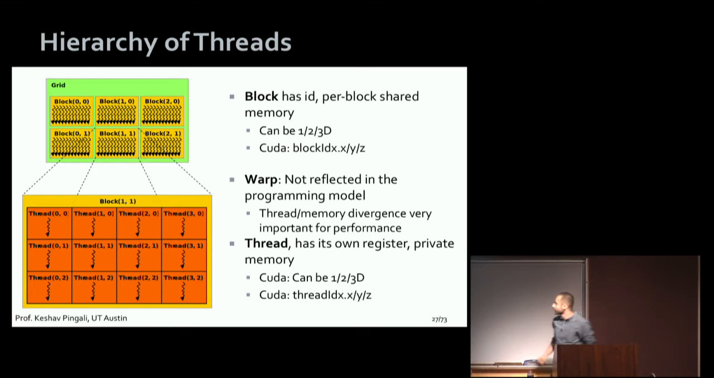Every thread has its own private register and private memory, and it can be mapped to 1D, 2D, or 3D. But this part is really not important. You can just think that it gives you, for example, 10 threads.